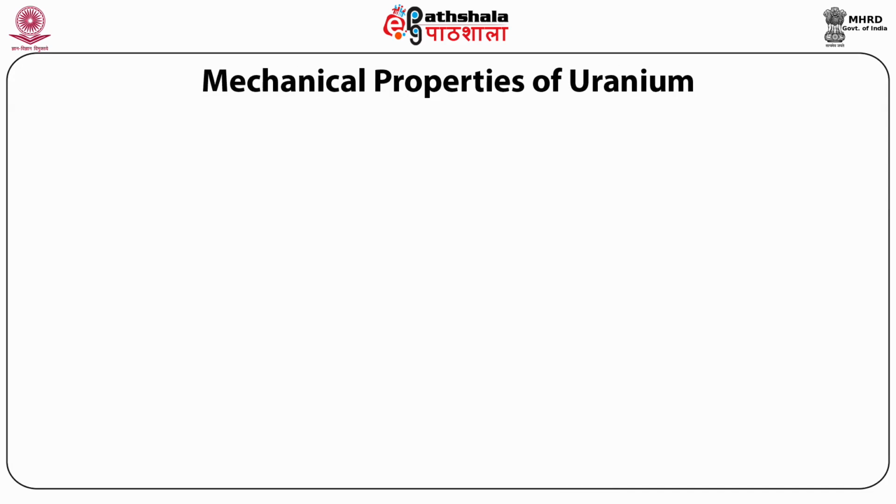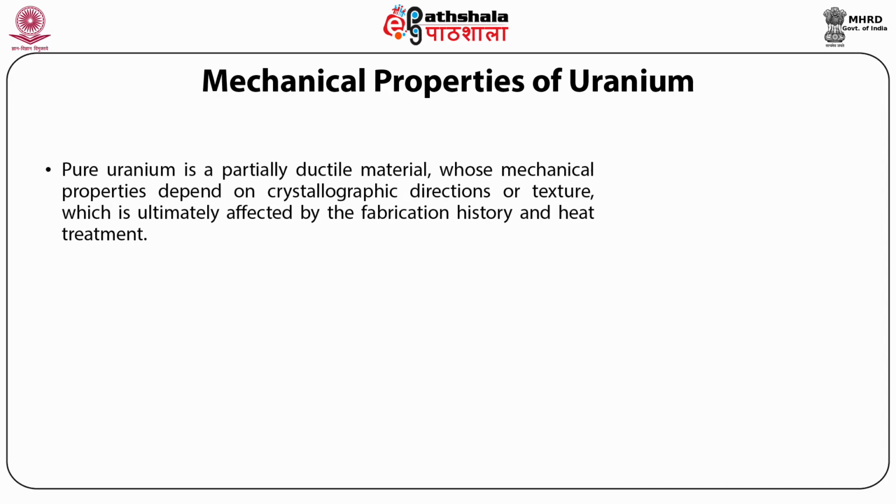Next, we are going to discuss the mechanical properties of uranium. Pure uranium is a partially ductile material whose mechanical properties depend on crystallographic directions or texture, which is ultimately affected by the fabrication history and heat treatment. Besides this, grain size and shape also affect its mechanical properties significantly.